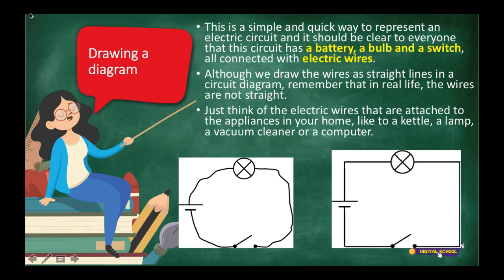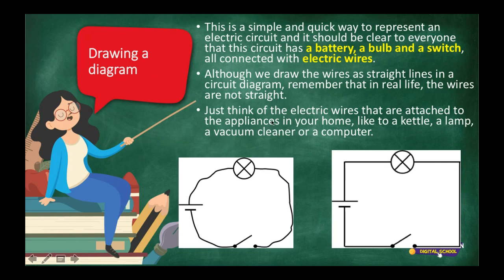The battery are the 2 lines that are parallel to each other where my mouse is right now. The light bulb is a circle with a cross, and this is a switch. It is an open switch. All right. Although we draw the wires as straight lines in a circuit diagram, remember that in real life, the wires are not actually straight.